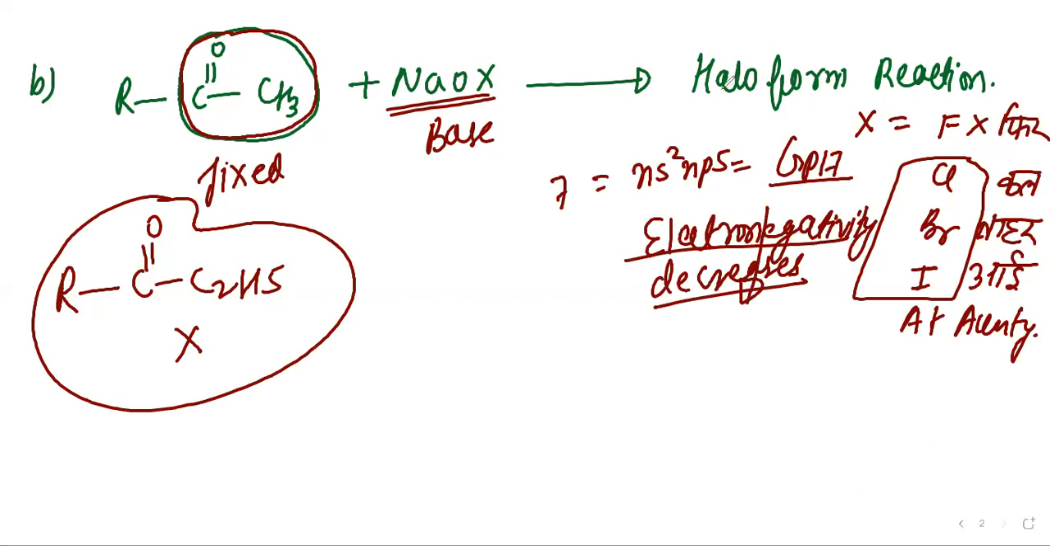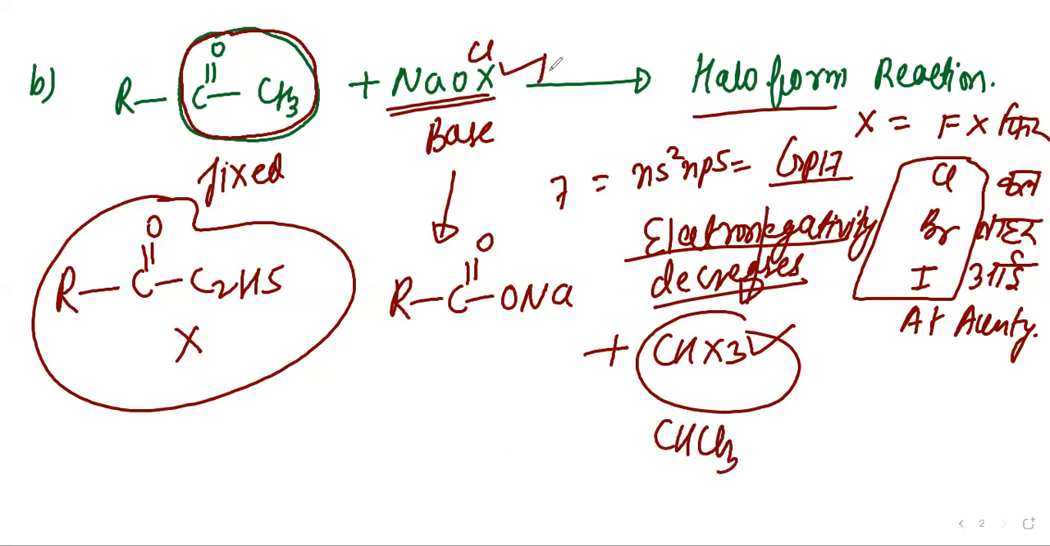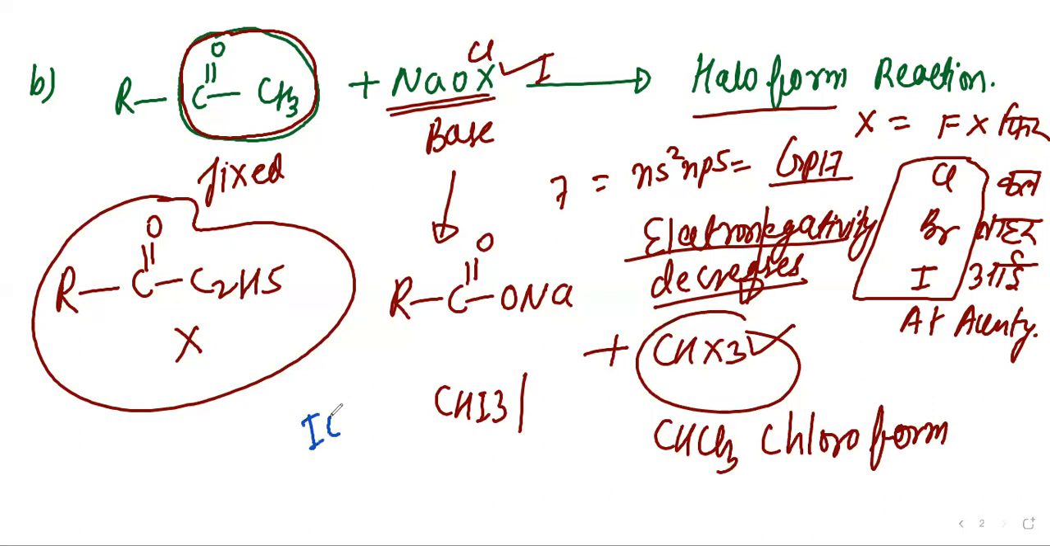So now see the product. I will also write the product for you. It will be RC double bond O Na, and it forms CHX3. Here it is X, so I will write X3. Understood? That's why it is called haloform. Suppose instead of X I use chlorine, it will form CHCl3. When I write I, it forms CHI3. When it reacts with chlorine, the product is chloroform, and with iodine it is iodoform.